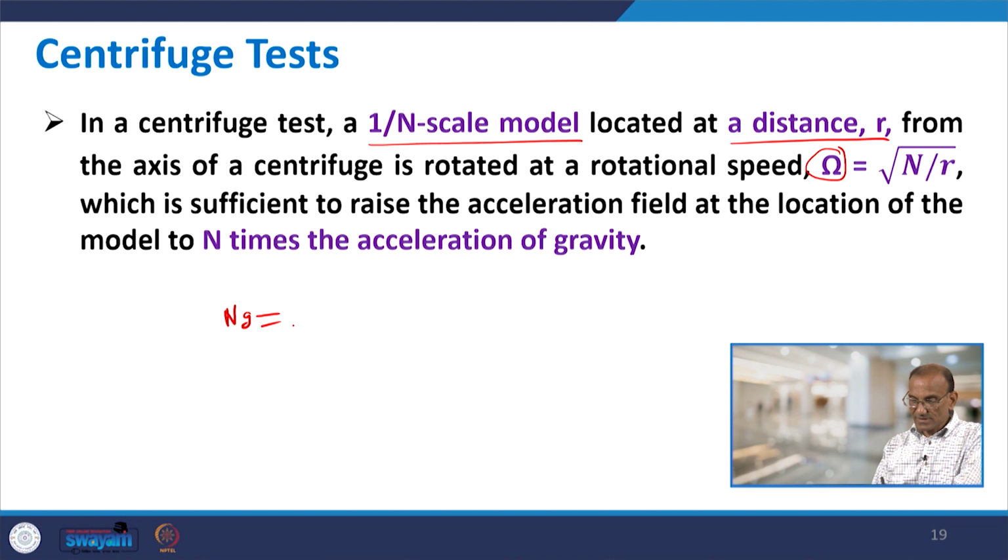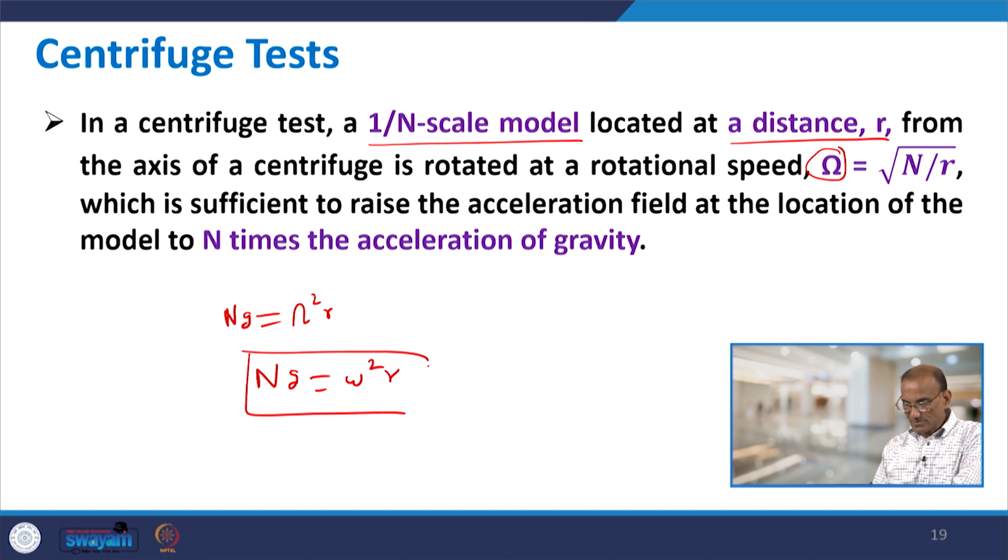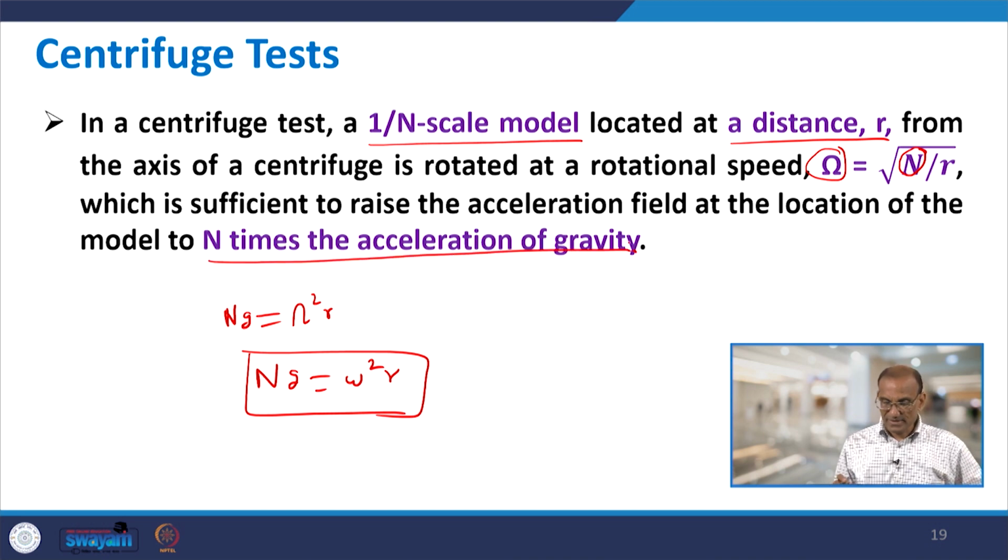So, n g is roughly omega square into r, that means n times the gravitational field. This numerator is n g, which is sufficient to raise the acceleration field at the location of the model to n times the acceleration of gravity. So, n times the acceleration of gravity.